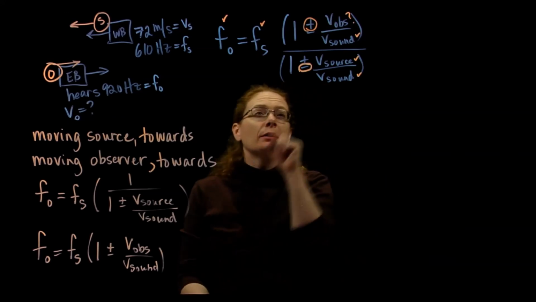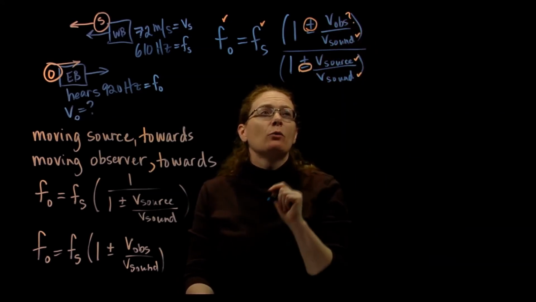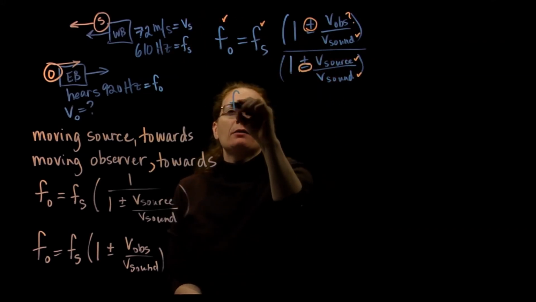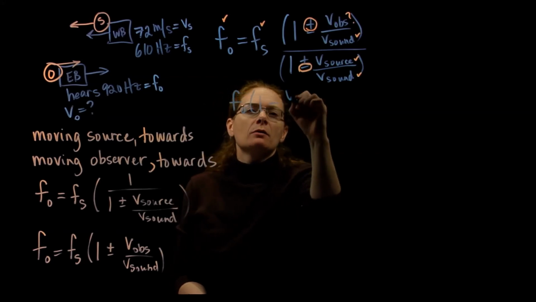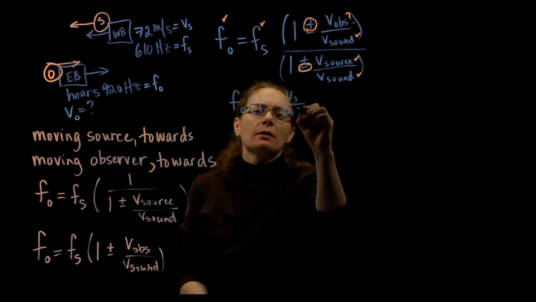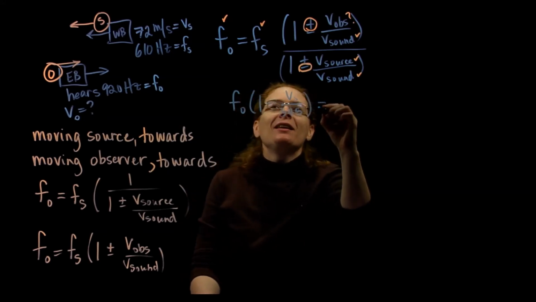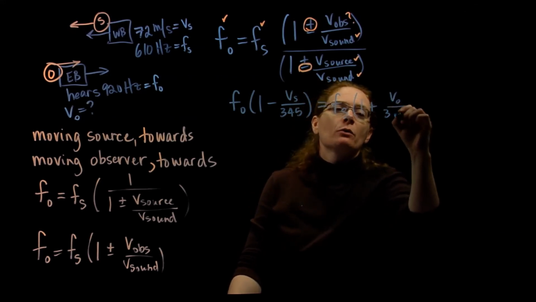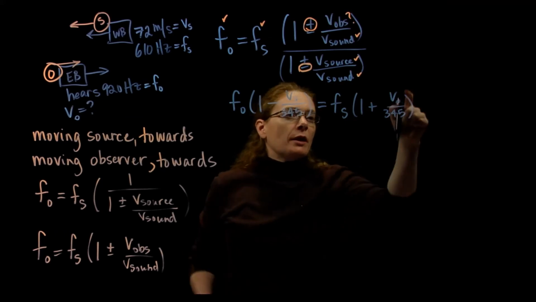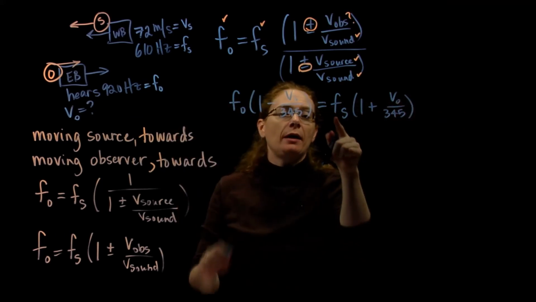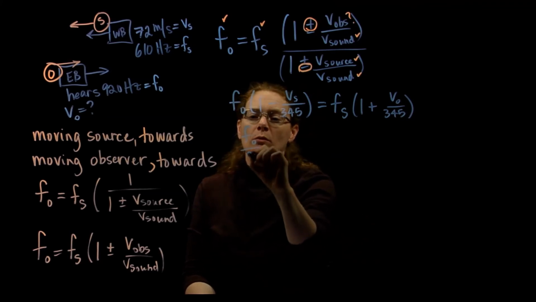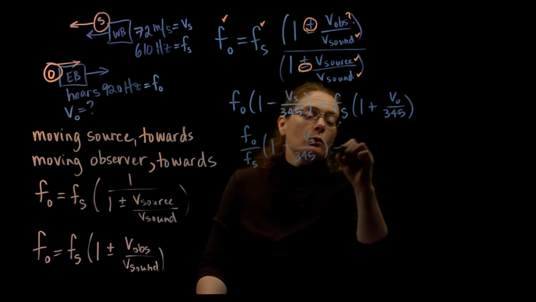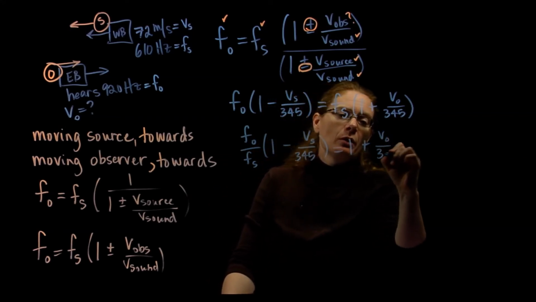I just have to throw the numbers in. Here, I'm looking for this, so I need to get this alone on one side. I'm going to take this whole term, pop it up to the other side. So F observed times 1 minus V source over V sound, and I'm just going to start putting 345 in because it's easier, equals F source times 1 plus V observed over 345. I'm trying to get that alone, so divide both sides by F source. F observed over F source, times 1 minus V source over 345, equals 1 plus V observed over 345.